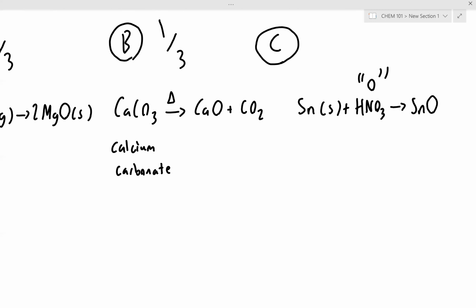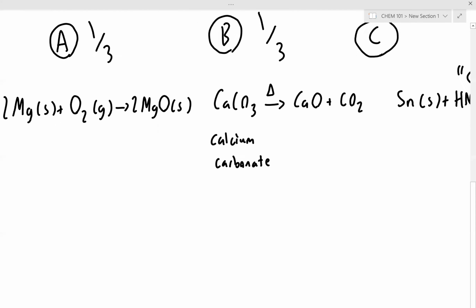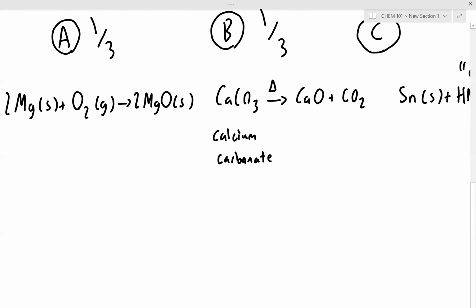Okay, so we have all of our reactions established. Let's talk about what we're going to actually do in each of these 3 steps. So in part A, we're going to look at the reaction of magnesium with oxygen. So we're going to take our crucible, and we're going to measure the mass of our dry crucible.